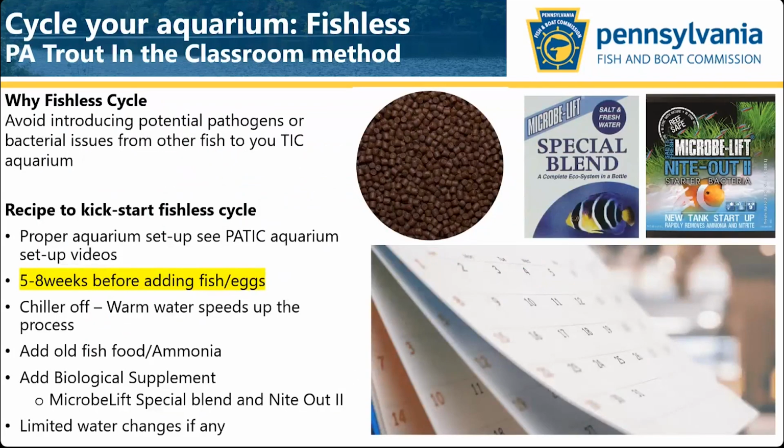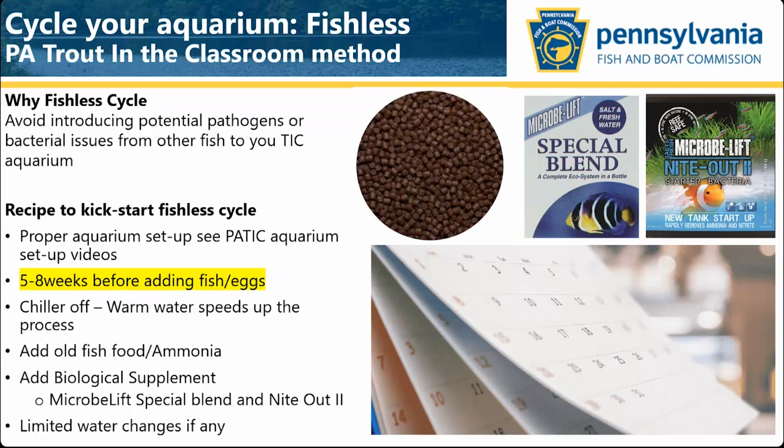So, our fishless cycle. When we get this started, one of the biggest things is that we don't recommend adding any fish to your tank. You want to just use the fishless cycle, where we're going to be adding some food, whether it's leftover trout feed from the year before or some other tropical fish food that you already have in your classroom. When you add this in, it immediately starts the decomposition of the fish food, and that's going to be producing ammonia.